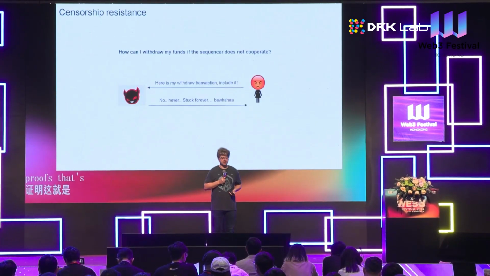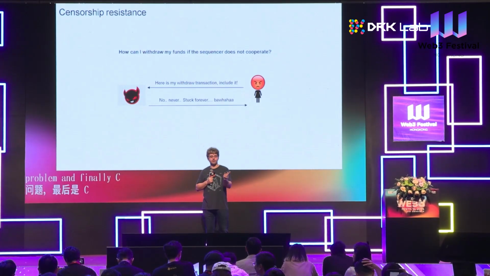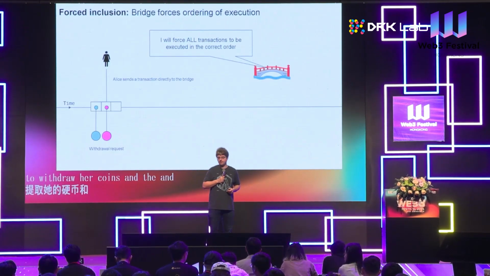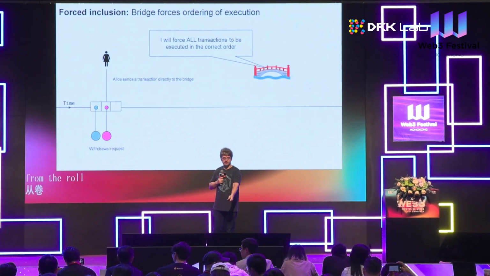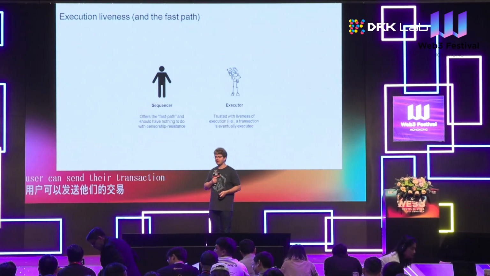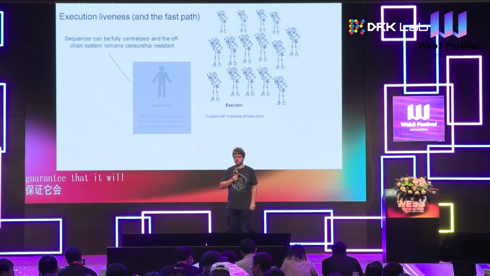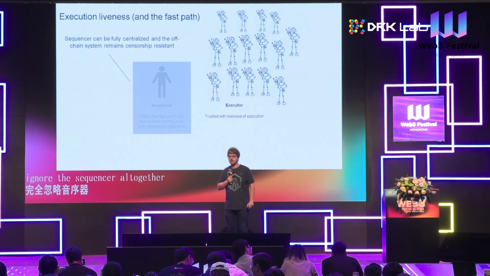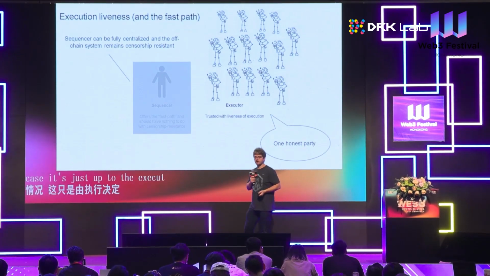And finally, censorship resistance. What if Alice wants to withdraw her coins, and the operator says, no, I will not allow you to withdraw your coins from the rollup? The solution to this is called forced inclusion, where the user can send their transaction to Ethereum, and the bridge will order this for execution and guarantee that it will eventually be executed. What's nice here is that out of these two actors, you can ignore the sequencer altogether. The sequencer has nothing to do with censorship resistance in the worst case. It's just up to the executors who execute the transactions. And we assume there's one honest party there.